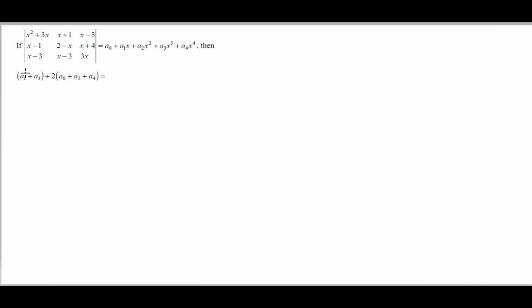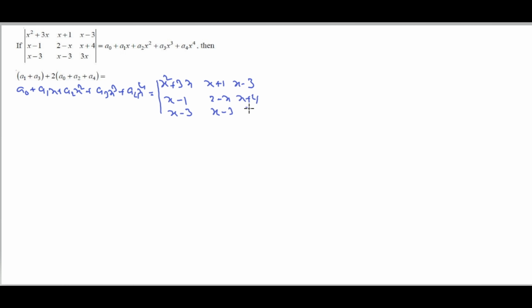So the given equation is a0 plus a1x plus a2x square plus a3x cube plus a4x to the power of 4 is equal to the determinant of x square plus 3x, x plus 1, x minus 3; x minus 1, 2 minus x plus 4, x minus 3; x minus 3, 3x. First we substitute x is equal to 1 in this equation. Put x is equal to 1.